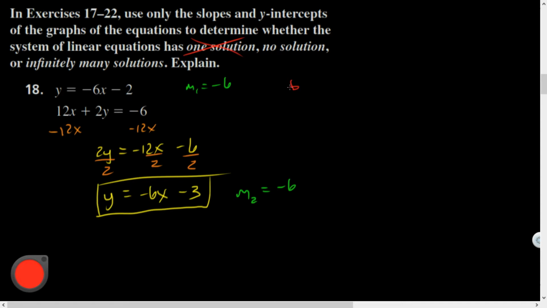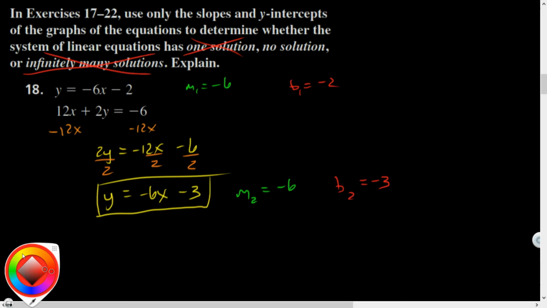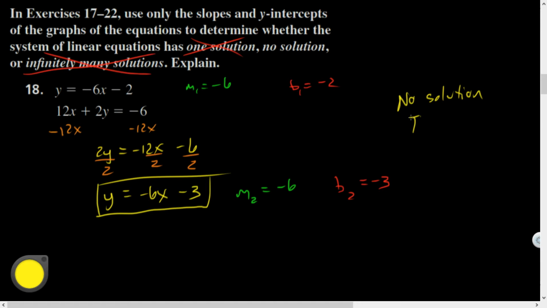Okay, so what's the y-intercept of the first line? And the y-intercept of the second line? Those are different y-intercepts with the same slope. So that means they can't have infinitely many solutions. They're not the same line. And they're going to have no solution because they are parallel lines. So my conclusion is no solution because the lines are parallel. So the lines are parallel because they have the same slope and different y-intercepts, okay?